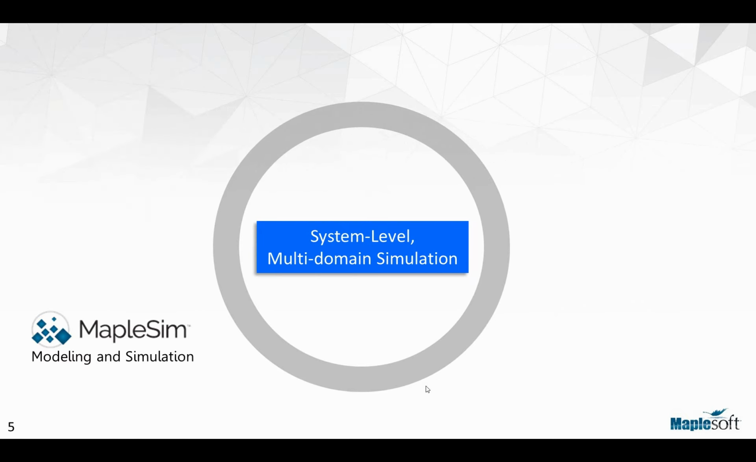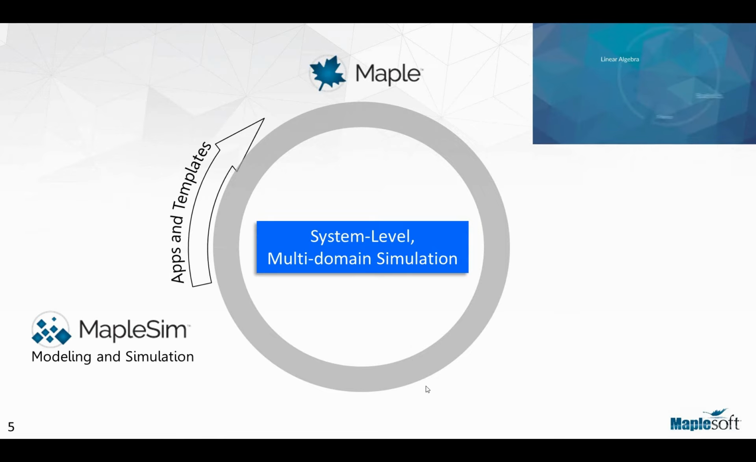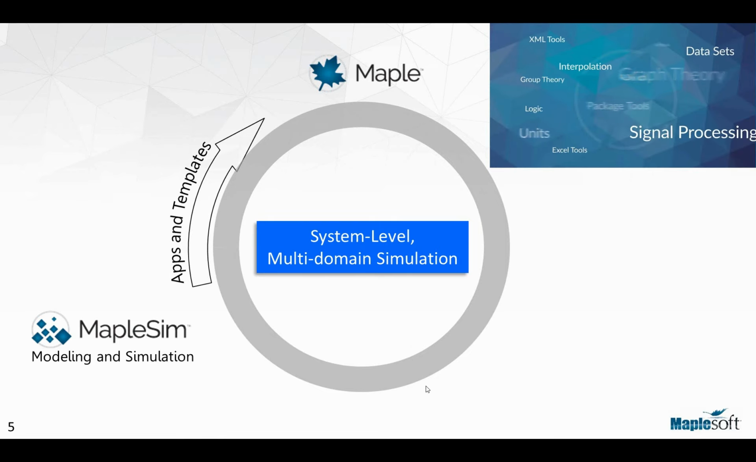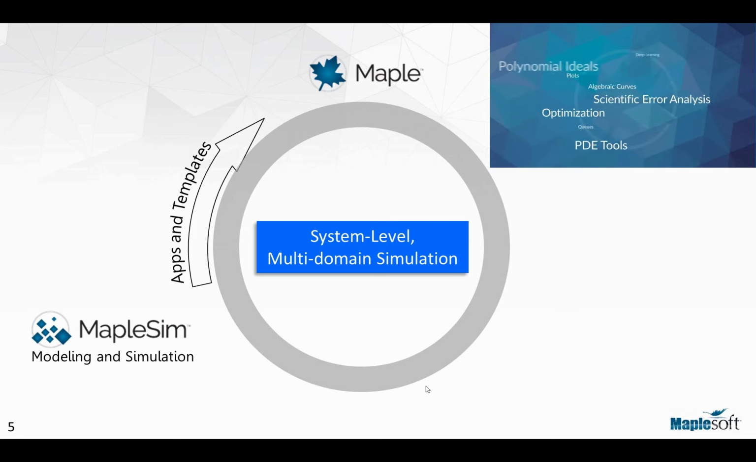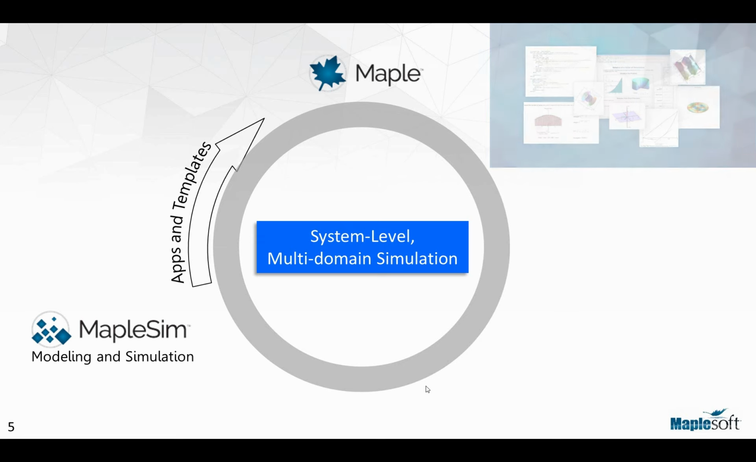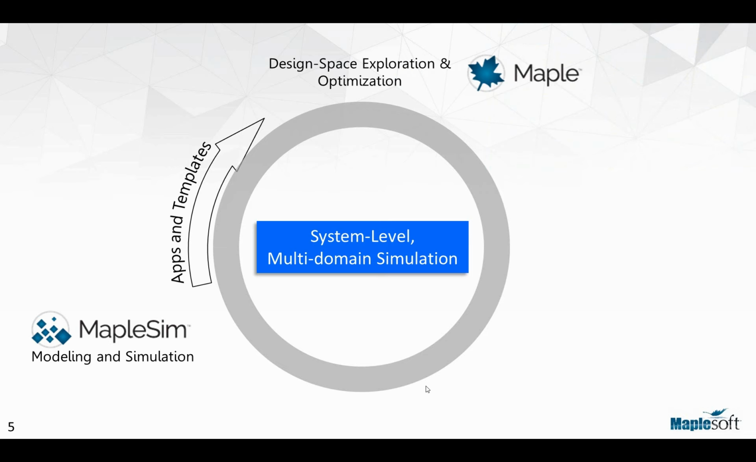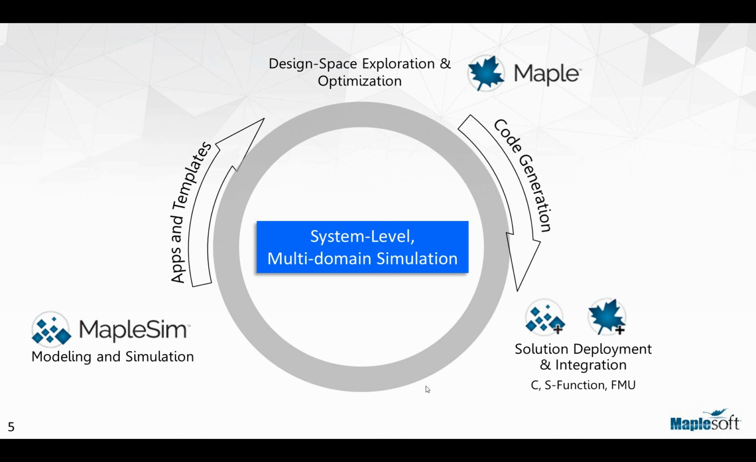MapleSim connects to Maple, our flagship product for numeric and symbolic computation. And in the context of simulation, Maple provides an environment for scripting, programming, post-processing, and pre-processing. What completes this picture is our ability to generate code, and that code generation can take the form of C code, S-function, or FMU for integration of our models in downstream applications.